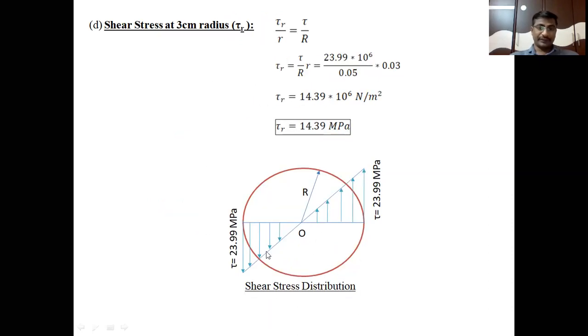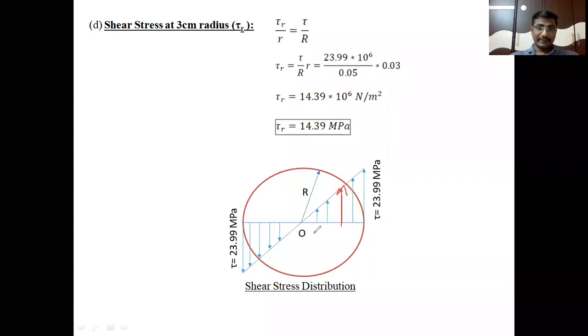So if we want to draw the shear stress distribution across the shaft, we will get this diagram. First draw the circle and draw the diameter. The shear stress varies linearly across the radius. Shear stress is 0 at the center, and it increases linearly towards the surface. At the surface, the shear stress is 23.99 megapascals. This is the maximum shear stress, and 14.39 is at a radius of 3 centimeters.